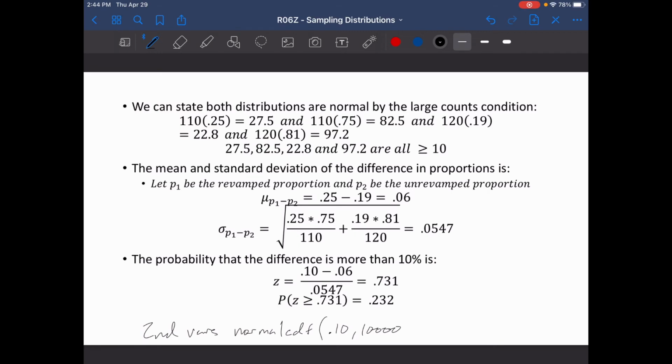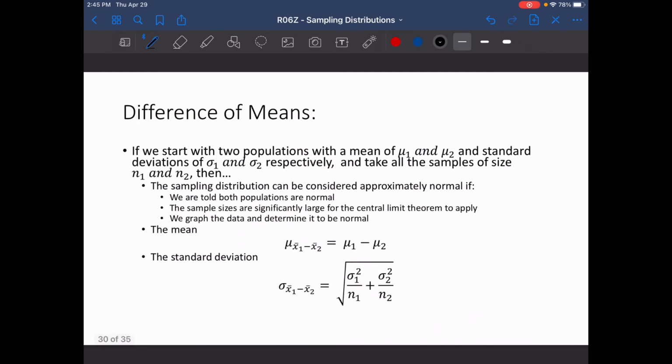Go ahead and type this in. Our mean is going to be represented by 0.06 and our standard deviation by 0.0547. So 0.06, 0.0547, we hit paste, and voila, we get the exact same proportion that we get up here at 0.2323. So there is a 23% chance that the difference in these two restaurants is more than 10%.